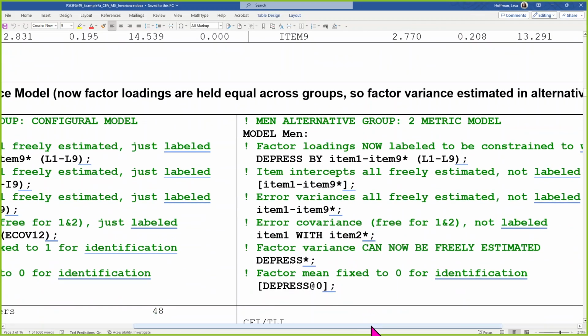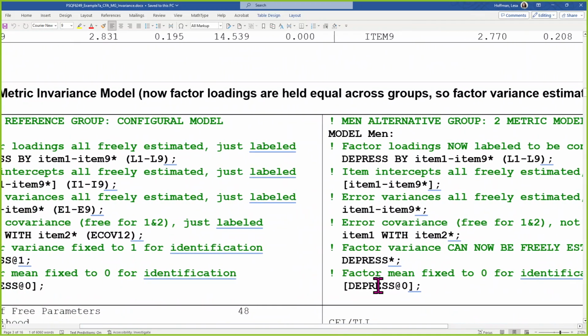Then the metric model. What we did then is add the label for the loadings to the alternative group and simultaneously free the factor variance. We have to do both of those things at once, otherwise we've imposed a structural constraint as well as a measurement constraint.